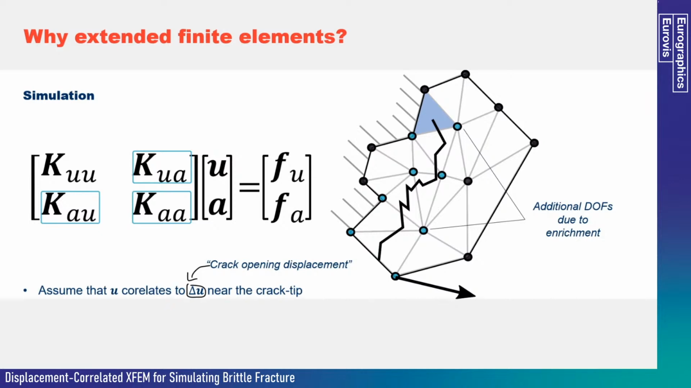So then, to answer the question of why do we use enriched finite elements, first of all, the cost of matrix assembly is amortized because there's no remeshing during fracture evolution. And second, crack placement affects only the local neighborhood of the domain, which is in the vicinity of the crack.